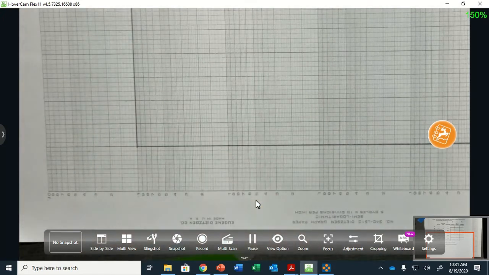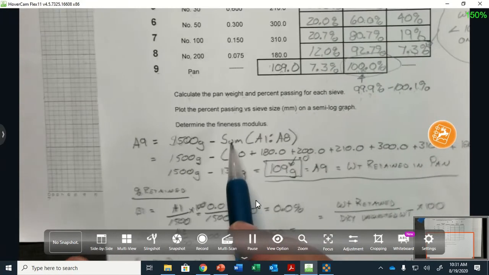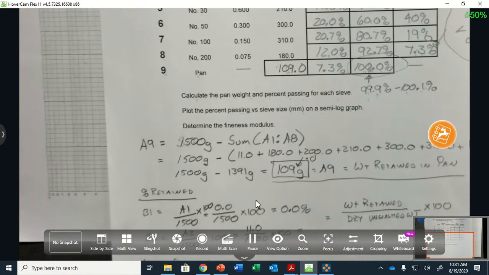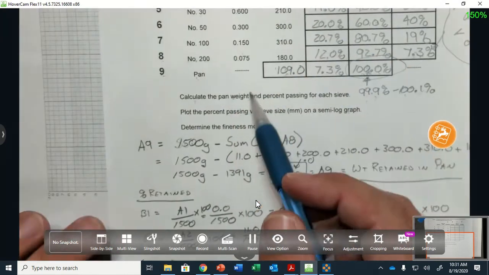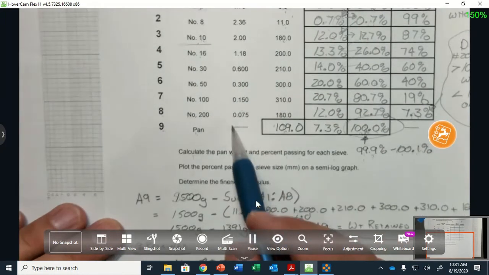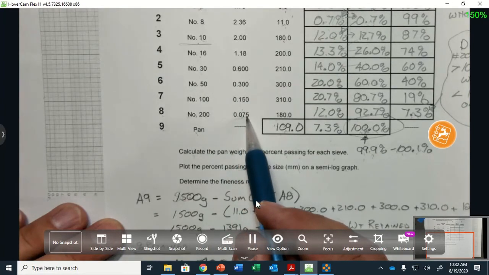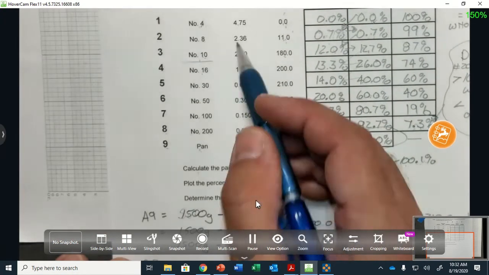So how do I set up my x scale? The x-axis is the sieve size in millimeters. This is why I'm having you remember the sieve sizes in millimeters. You have to convert the sieve sizes into millimeters. I look at the range here: I go from 0.075 millimeters up to 4.75 millimeters. Look at the decimal places there.